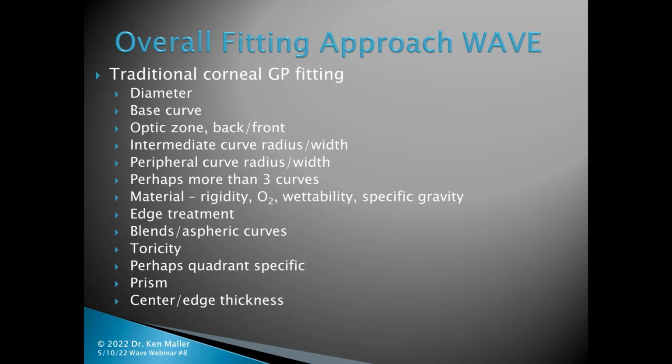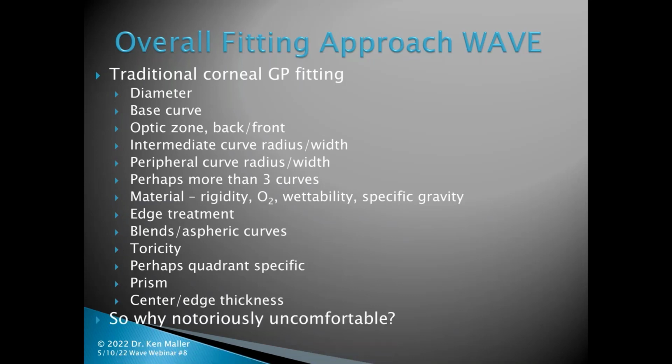You have to be sensitive to the fact that those lenses tend to be heavier. Edge treatments to try and make them a little bit more comfortable. Maybe some blends or aspheric curves on the back of the lens to make it approximate the cornea a little bit better. Put in some toricity, both centrally as well as peripherally. Maybe even get into a quadrant-specific type of design. Possibly putting in prism to balance out the orientation of the lens, and then specify maybe the center and edge thickness. Well, you look at this list, and boy, that's a lot of specifications that we're trying to customize this lens to this particular eye.